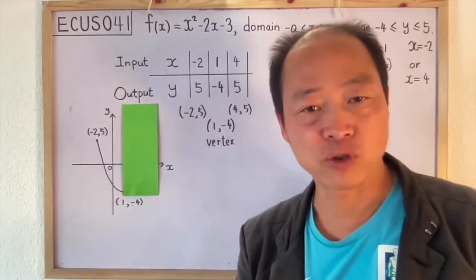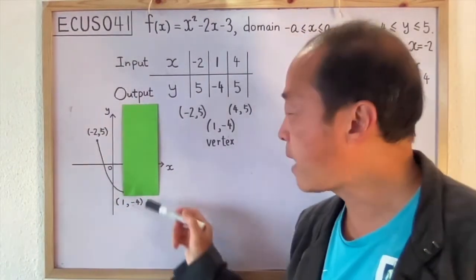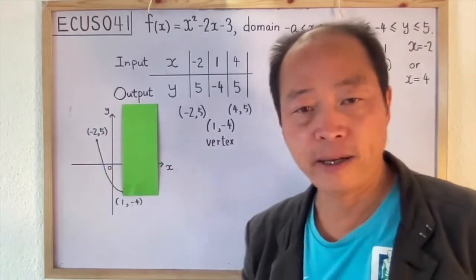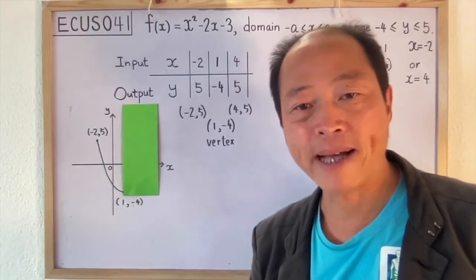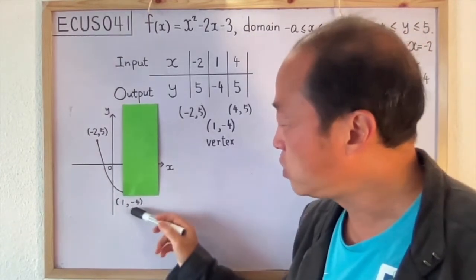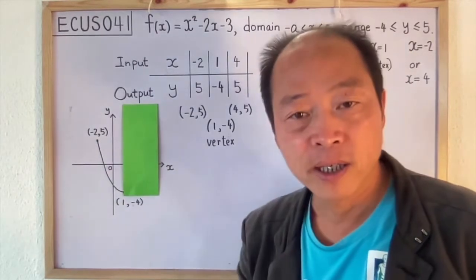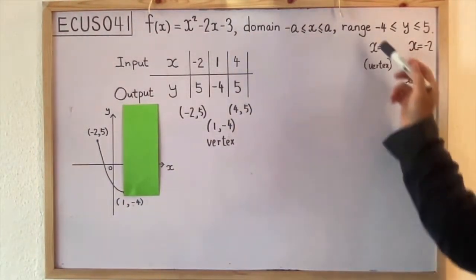The y-values of all the points lying on this part of the graph are between -4 and 5. Therefore, the range of this part of the graph is given by y is larger than or equal to -4 and smaller than or equal to 5. And it is the same as this range.